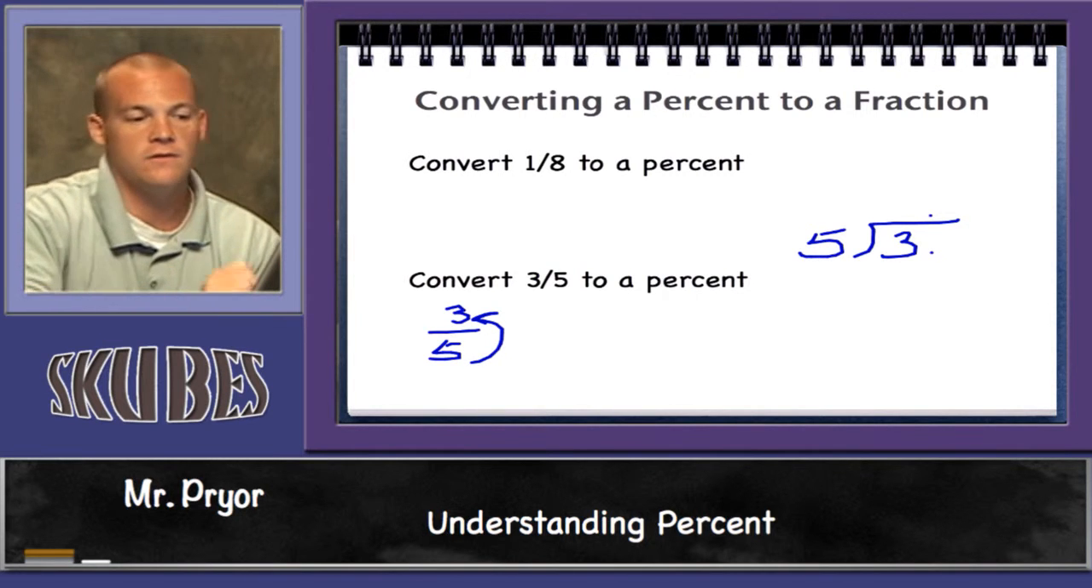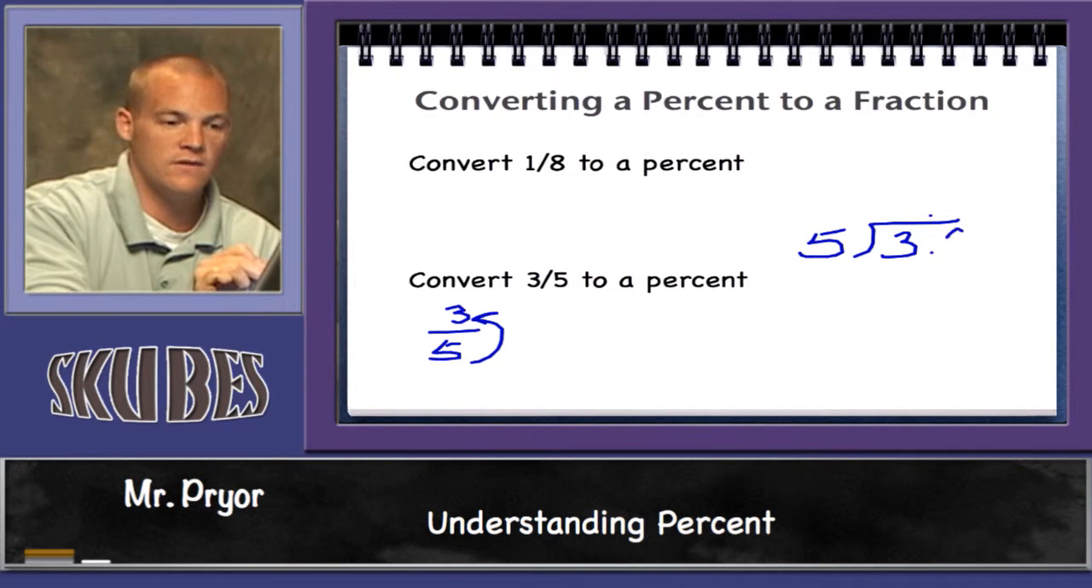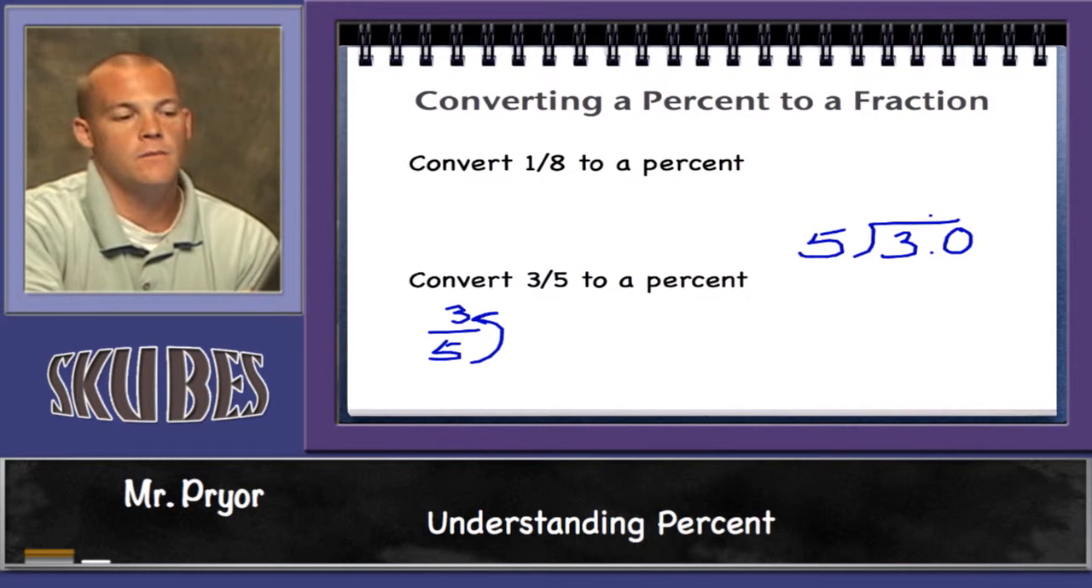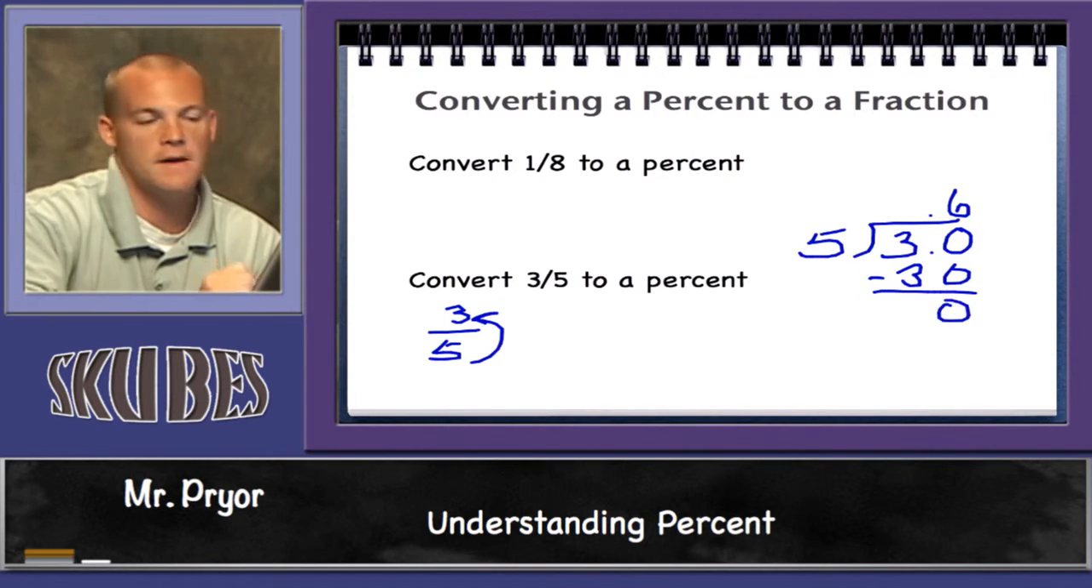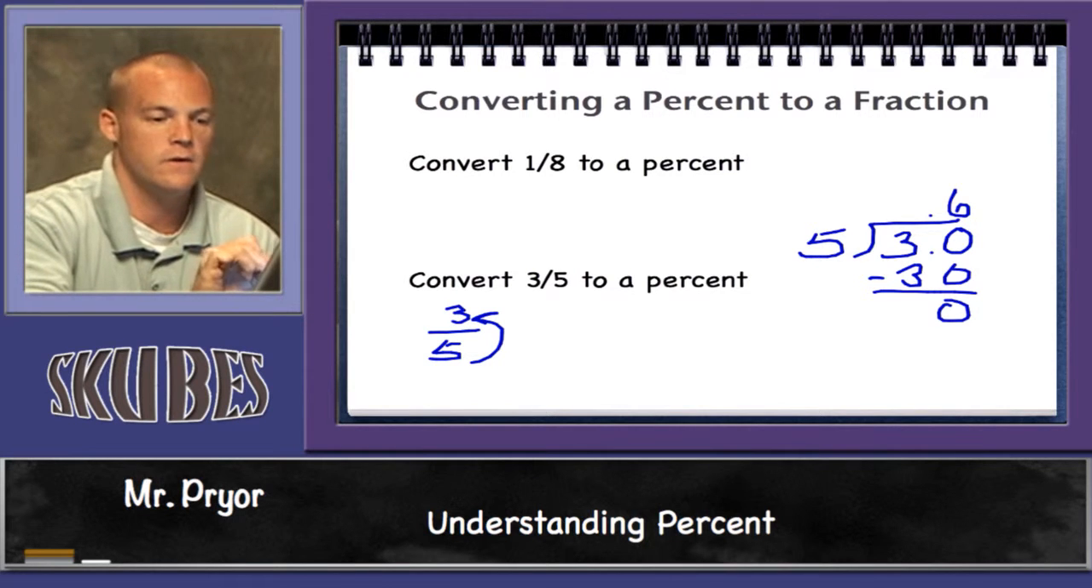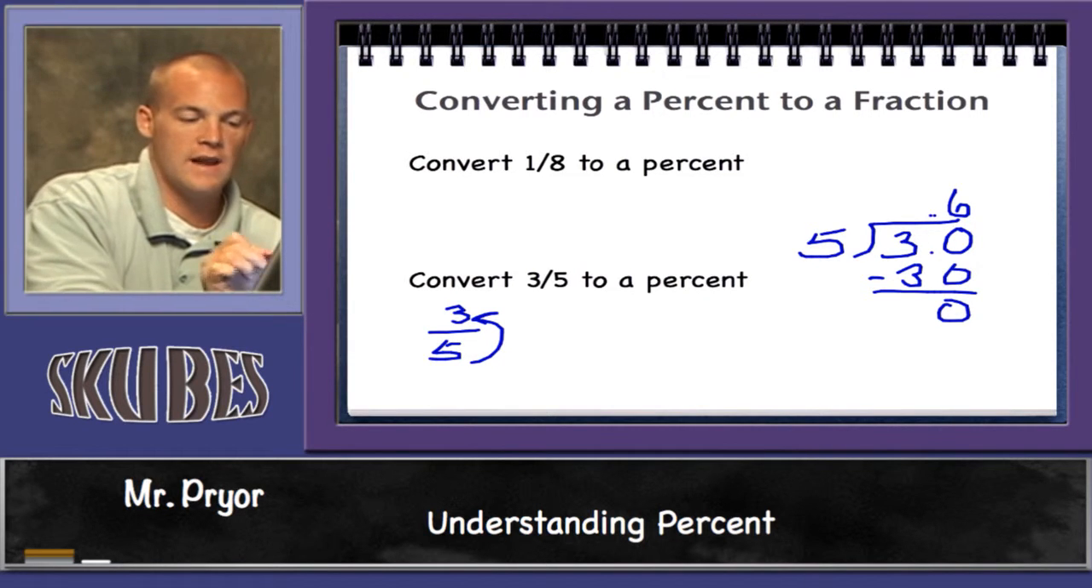Let's move that straight up into our solution and include a place value of a 0. And we can see now that 5 goes into 30 6 times. Now, unlike the last example, this one worked out nice and easy. We can see that came out nice and easy to be 0. So we're looking at 0.6 as our decimal.